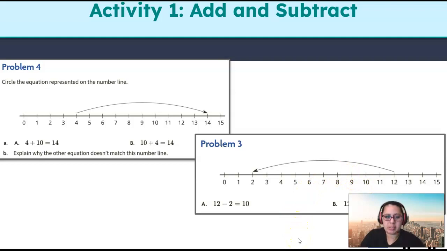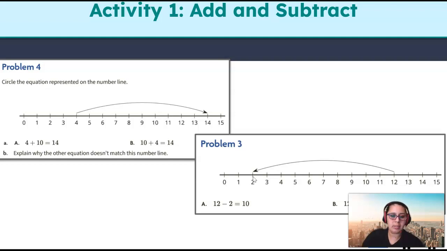All right. Anybody want to share? Natalie, you think it's B? Why? Can you explain why you think it's B? Because you start at 12, okay? And we're going to go. So if we're taking away, we're going to the left, right? So let's count by 10. Or let's count 10 backwards. 1, 2, 3, 4, 5, 6, 7, 8, 9, 10. Which equals 2. That is correct.